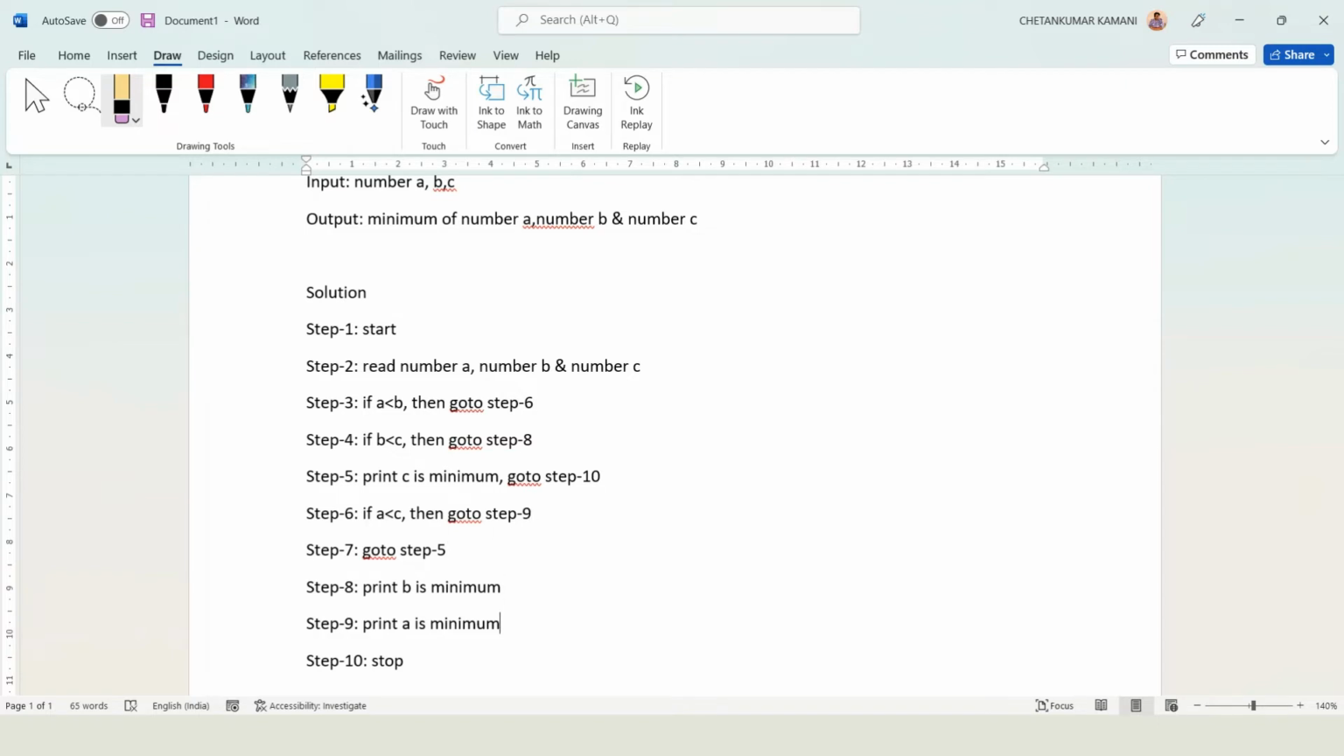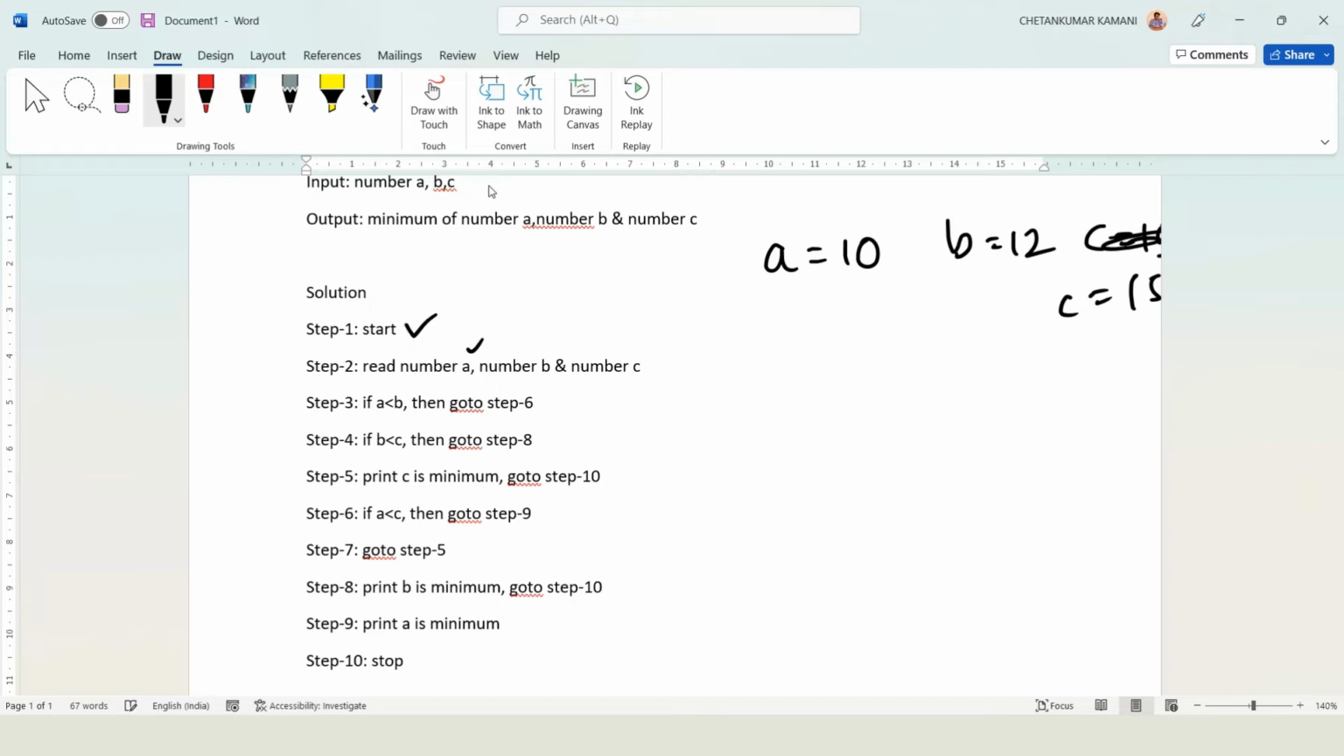Okay, after printing B is minimum, go to step 10. Now let me explain this. Let's take numbers: A is equal to 10, B is equal to 12, C is equal to 15. So definitely A would be the answer.